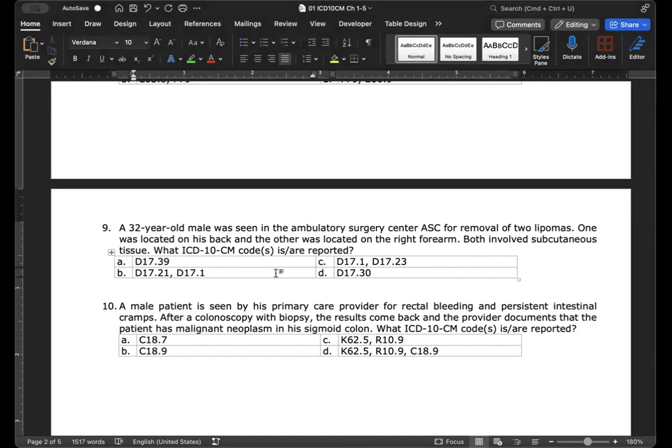Okay, so underneath lipoma, which ones do you want to do first? So we'll do lipoma site classification. Do you want to do the arm or the back first?